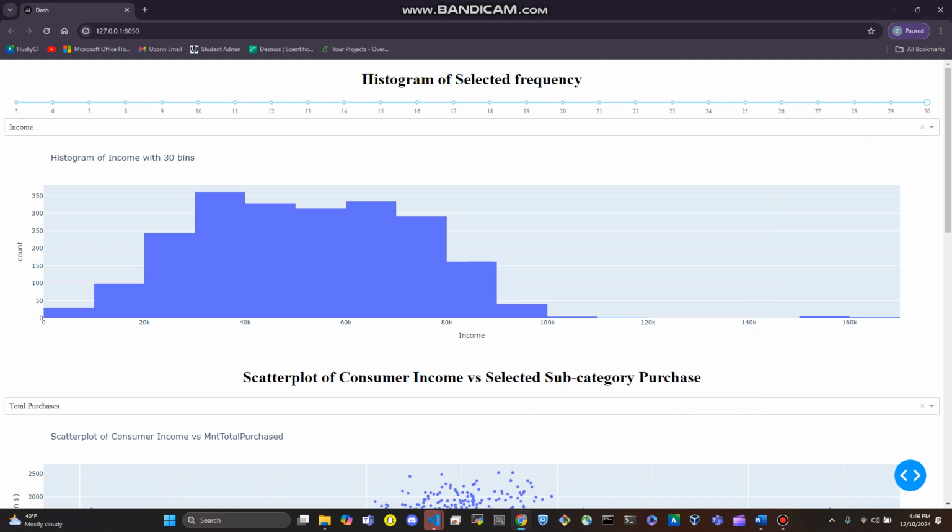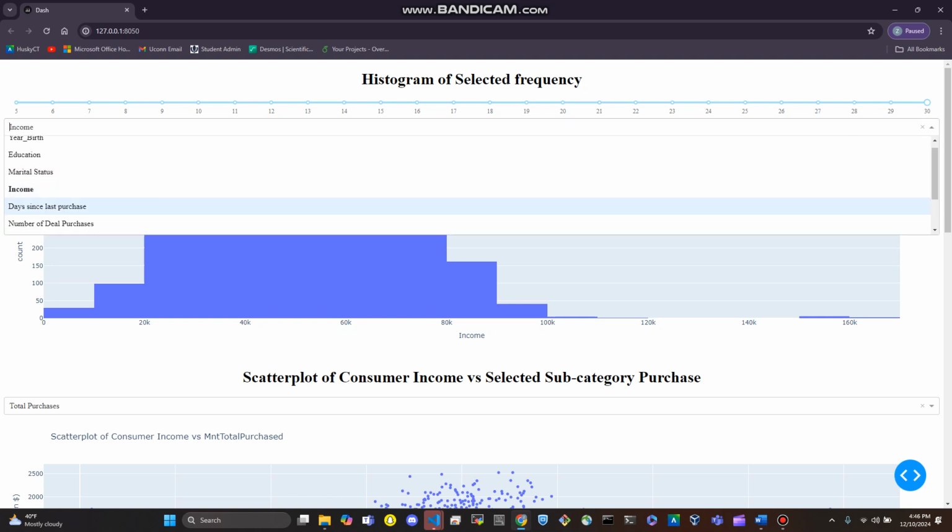I'm going to be describing and detailing my Plotly data visualization dashboard, which implements my data from my consumer segmentation project into a nice user interactive interface. So let's take a look at the histogram first. The histogram is somewhat like a bar plot, right? But the y-axis displays the count or the frequency of the x-axis.